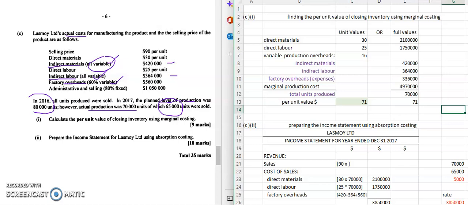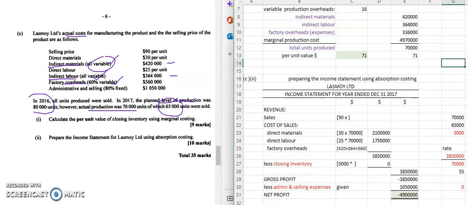So let's now come down to part C, part 2 of C, which is asking us to do the absorption approach. Now, absorption says that we focus on the production first and then take away the selling and admin afterwards. So we want the income. So obviously the first thing we're going to work out is the sales. All right. So 90 times the number of items sold, 65,000. So we sold 65,000. And 90 times 65,000, that is 5,850,000.